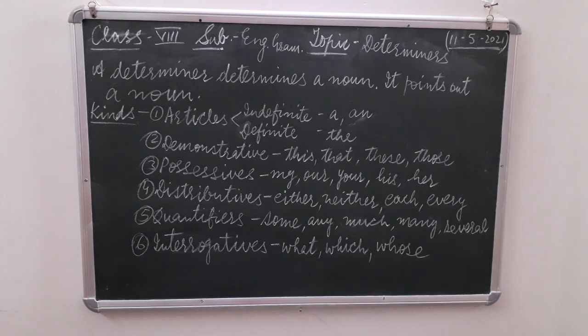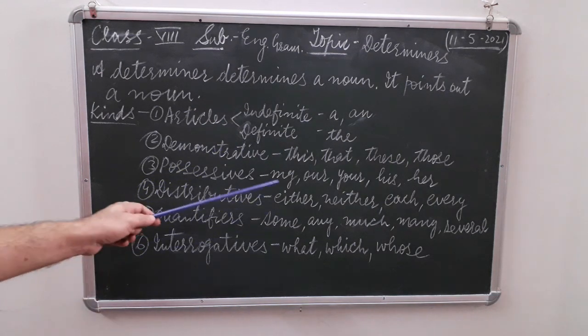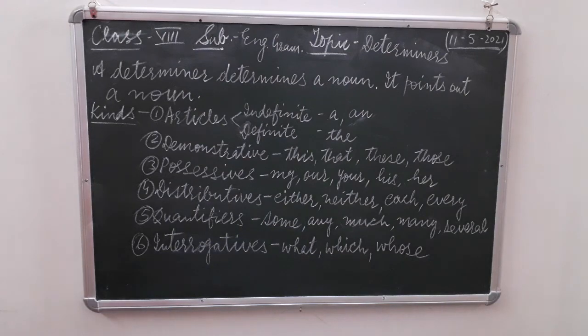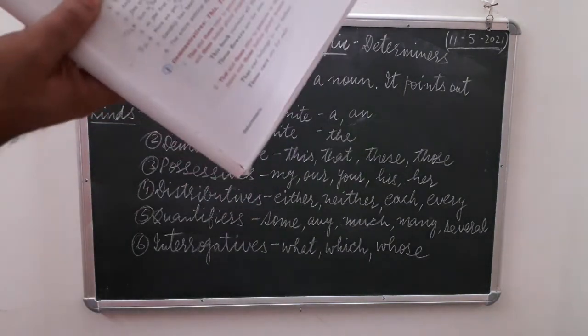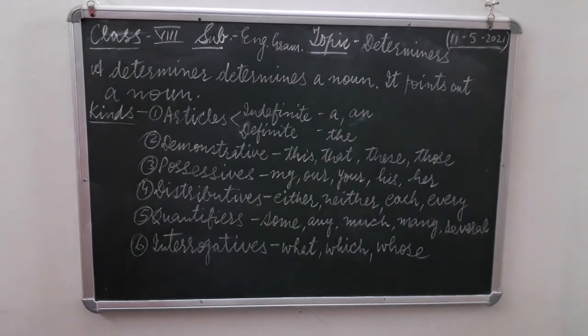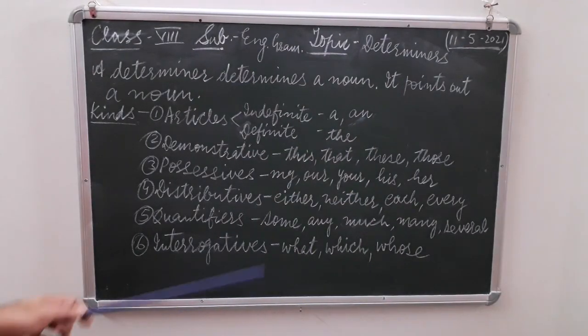Possessive determiners. Possessive means that show possession, ownership. So wherever we want to express ownership, we use possessive determiners. For example, it is my book. My book. After my, what is written here? Book.